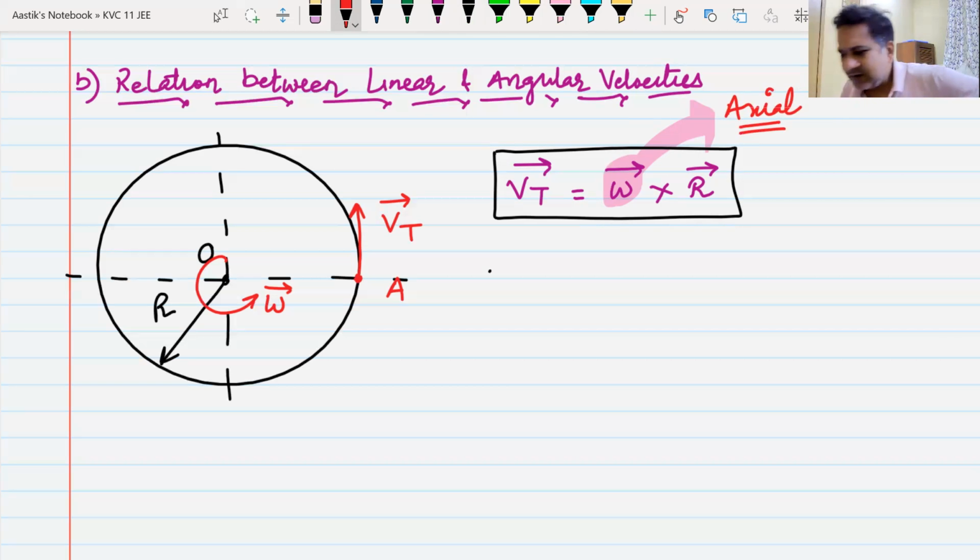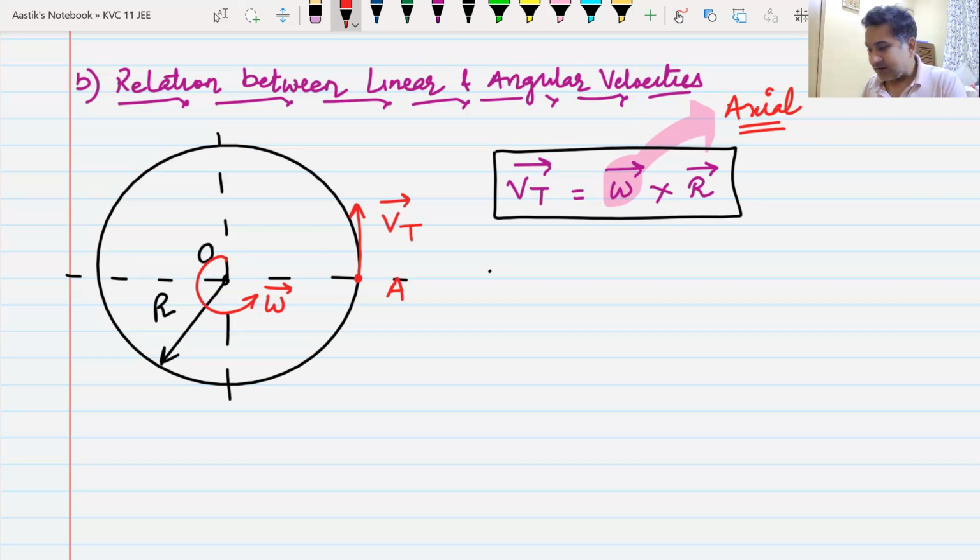What do you mean by axial vectors? Their direction is not given by this or this. The direction is given by the axis. And we will study about these axial vectors in the chapter on rotation. Let us not get more into that. We'll just take it as omega cross r. You know how to find the cross product. You can find out the cross product. Yes or no?